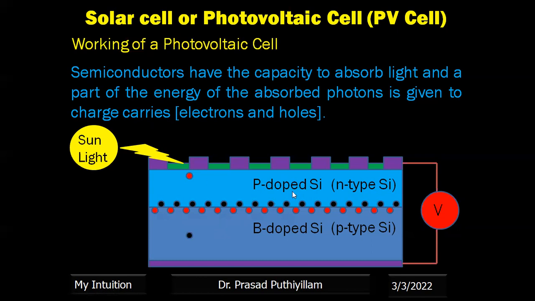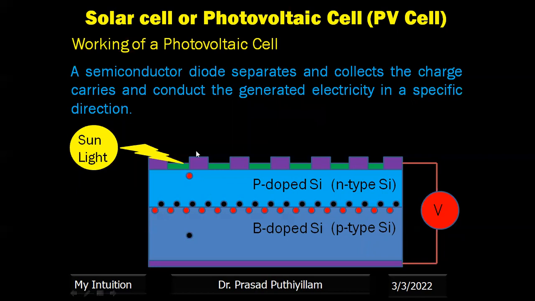Electrons will be formed, the extra electron will be excited in the N-type silicon, and the holes also will be excited. This means they become more free to move. Already electrons are there, and more electrons and holes are becoming free. Now a semiconductor diode separates and collects the charge carriers and conducts the generated electricity in a specific direction. That is the second function of the photovoltaic cell.